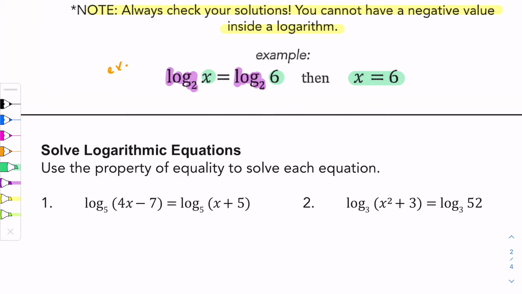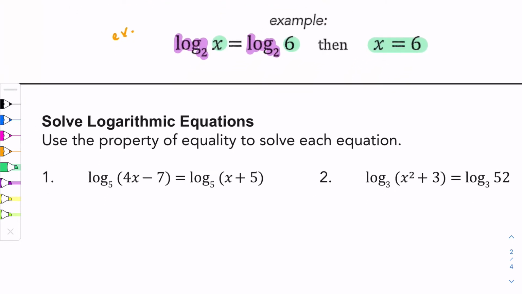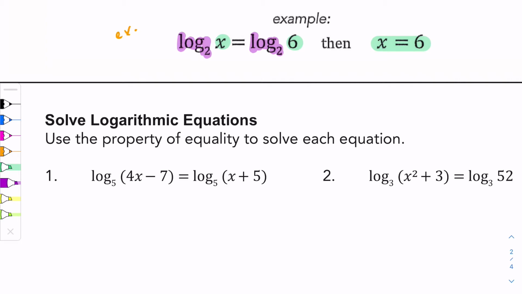Okay, sometimes you're going to have to condense one side in order to solve for these, but the first one is nice and simple as far as identifying that you have log base 5 of 4x minus 7, and this is equal to log base 5 of x plus 5. Because that log and base are the same on each side, you can set 4x minus 7 equal to x plus 5.